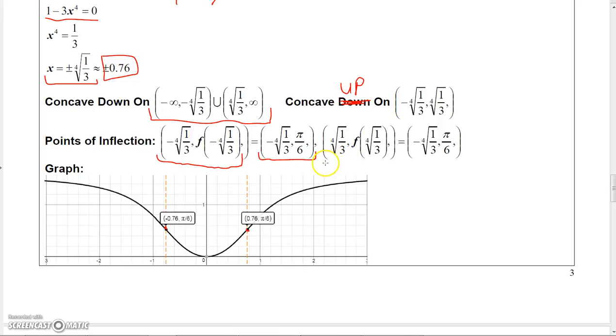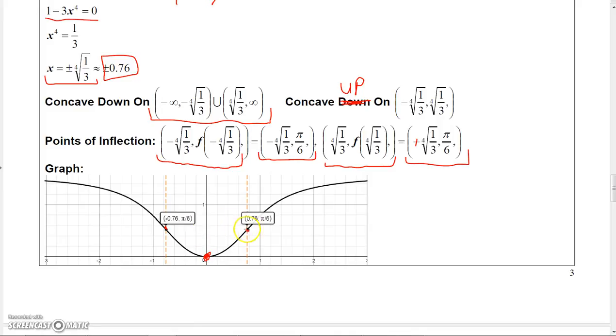inflection. And then the point the fourth root of 1/3 and f of the fourth root of 1/3 is actually going to be, there's another typo there, the fourth root of 1/3, and it's also going to have pi over 6. So that's going to give you this point here for your point of inflection. And remember, the point (0, 0) here was actually a relative minimum.